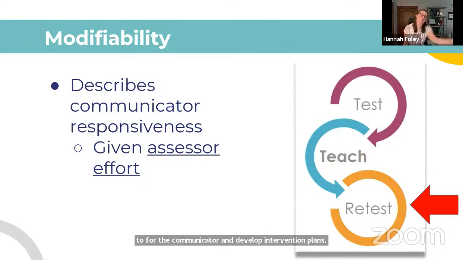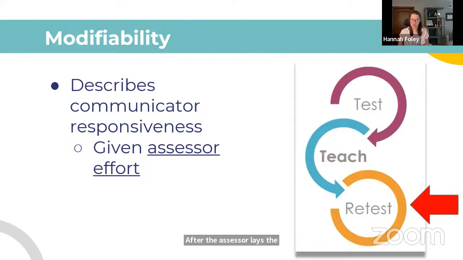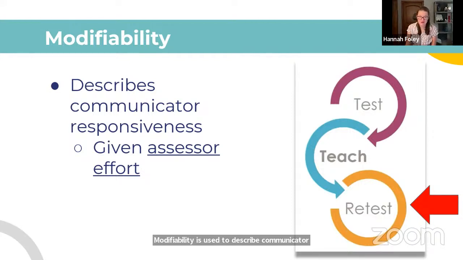After the assessor lays the foundation of a skill, it's time to retest using the same test used in the test phase of the dynamic assessment. Modifiability is used to describe communicator responsiveness given examiner effort. It really looks at whether the aided language input, or modeling, and/or other appropriate implementation strategies used during the teach phase were effective in supporting the communicator, their learning, and skill development.